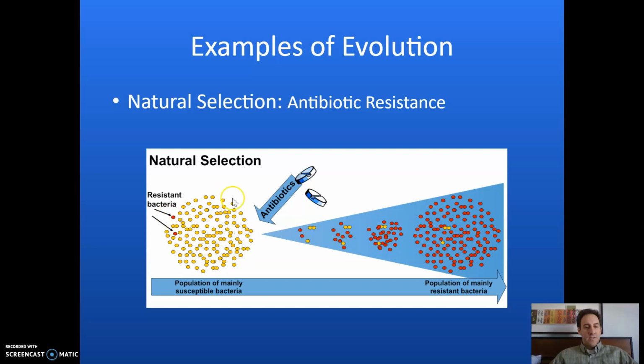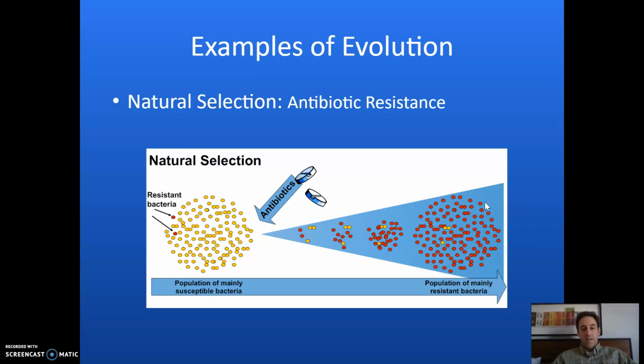Well, if you expose this population to that antibiotic, it's going to kill almost the entire population. But some have an advantage and are going to survive, specifically these resistant ones. And then when they reproduce, they're going to pass on that resistance to the next generation. And if we continue to expose this population to this antibiotic, eventually the entire population is going to be largely resistant to the antibiotic. And this is happening right now.